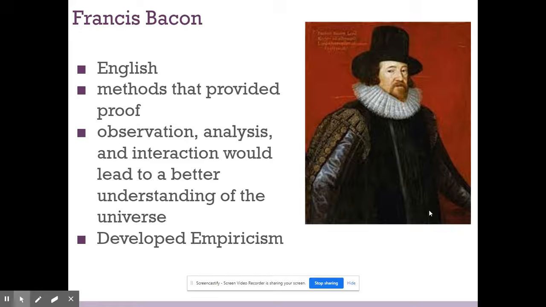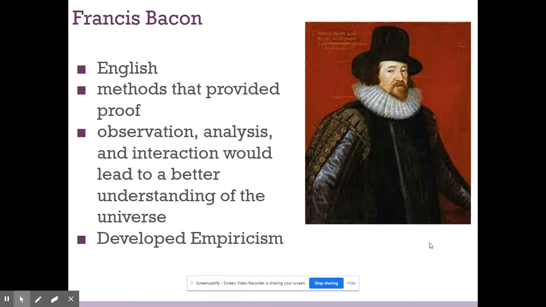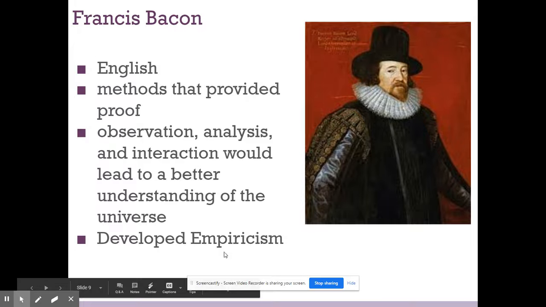Francis Bacon, not to be confused with the actor, he's an English philosopher, and he believes in this idea that methods provide proof. This is the beginning of the modern scientific method. So he says that you have to observe something, analyze it, and interact with it, and then you're better going to understand it. So if you're doing an experiment, you can't just sit there and think about how the experiment would go. You actually have to go out and do the experiment. He develops the idea of empiricism. This is the beginning of our modern way of experimenting that you use in science class.